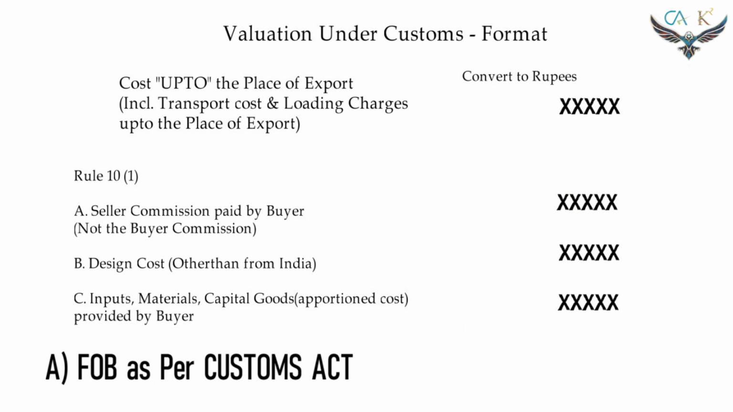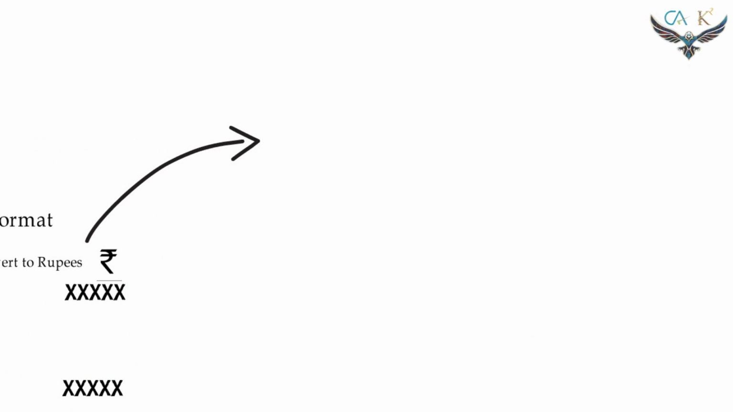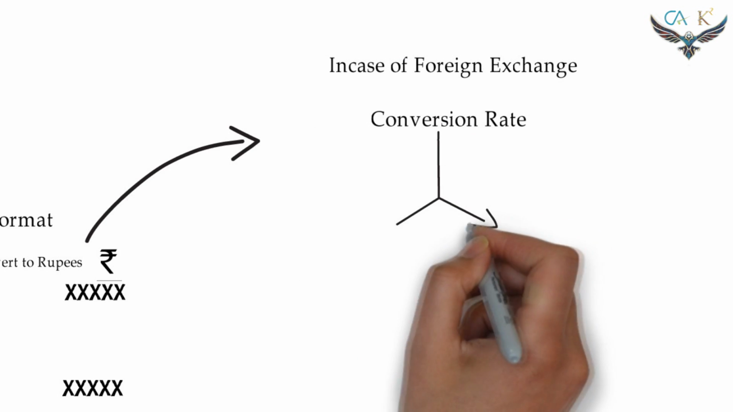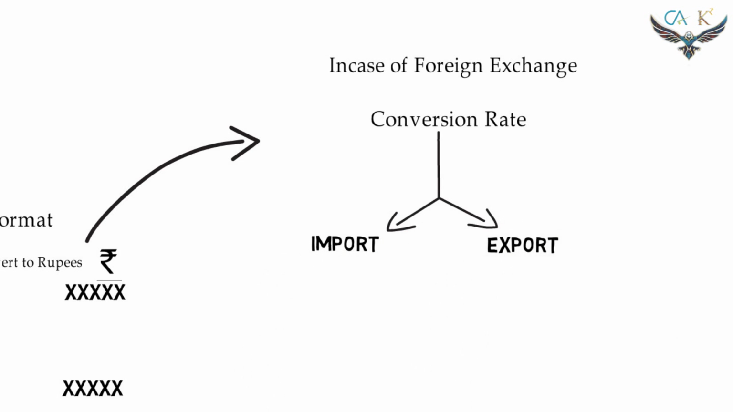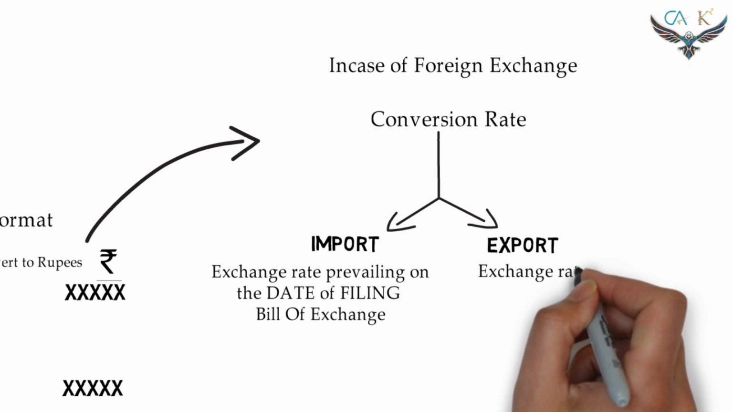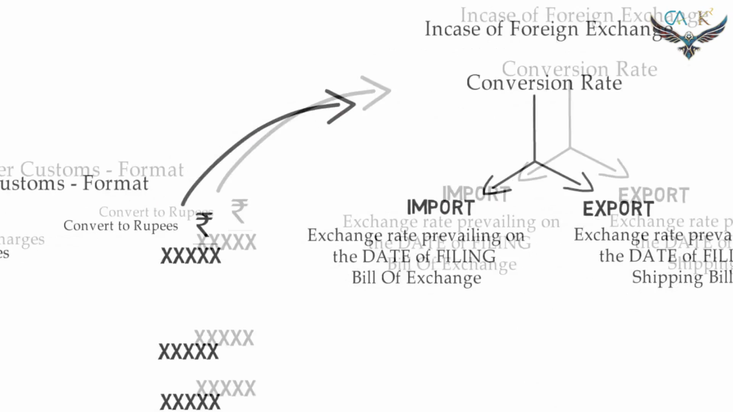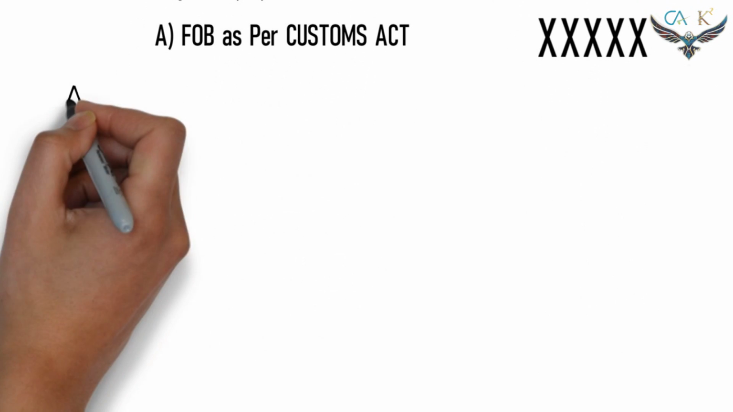In case the above mentioned costs are incurred in foreign currency, the same shall be converted to rupees. For the purpose of converting into Indian rupees, the exchange rate shall be determined as follows. In case of import, the exchange rate prevailing on the date of filing the bill of entry shall be taken. And in case of export, the exchange rate prevailing on the date of filing the shipping bill shall be taken. So after converting all the above mentioned costs into Indian rupees, we will arrive at the FOB value as per Customs Act in rupees.